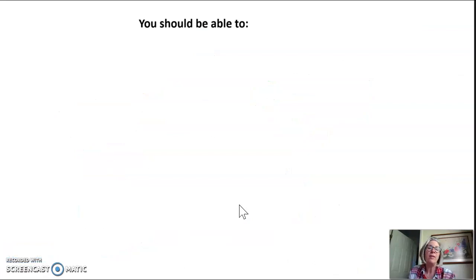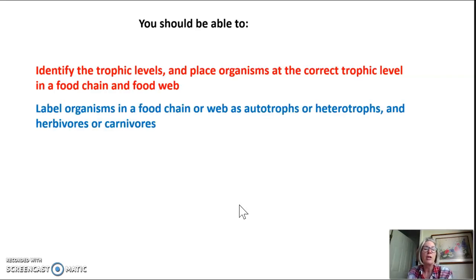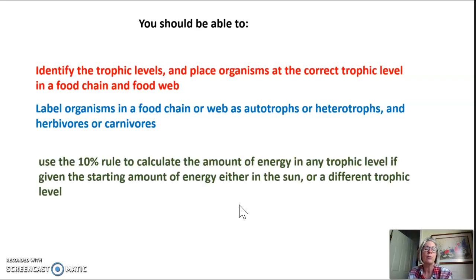So after watching this video, you should be able to identify the trophic levels and place organisms at the correct trophic level in a food chain and a food web. You should be able to label organisms in a food web or a food chain as autotrophs or heterotrophs, and as herbivores or carnivores. You should also be able to use the 10% rule to calculate the amount of energy in any trophic level if given the starting amount of energy either in the sun or in a different trophic level.